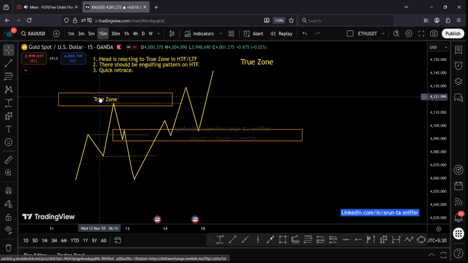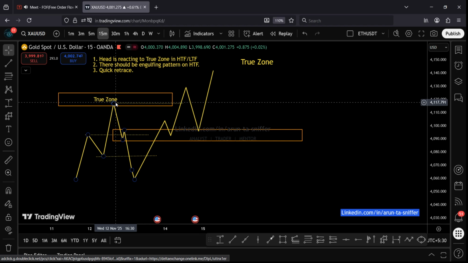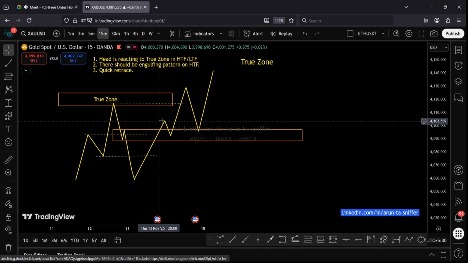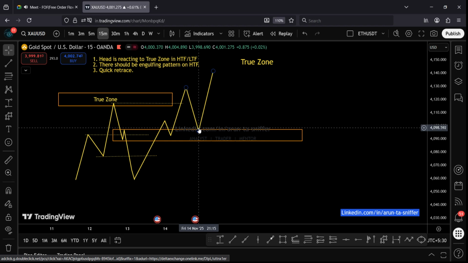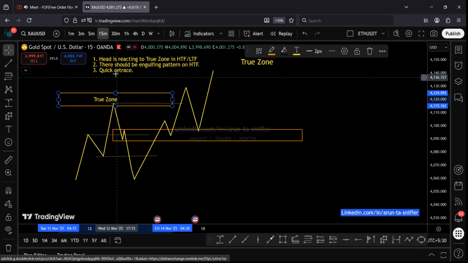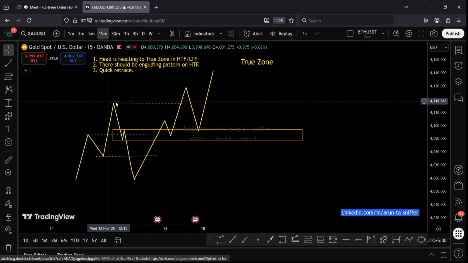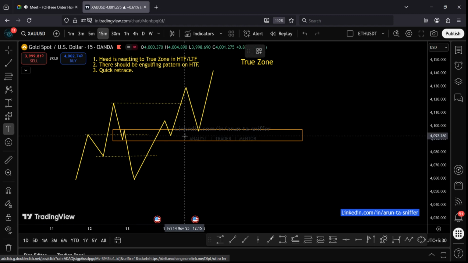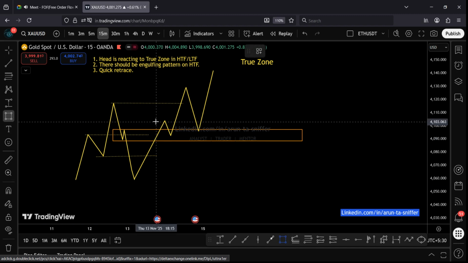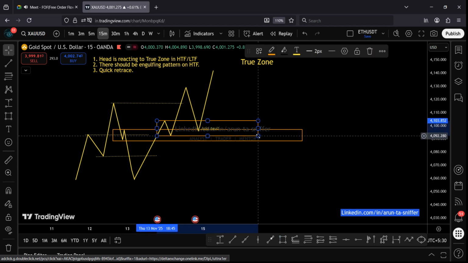What will happen here? This should be a true zone. Price should be reacting to the true zone. There should be an engulfing pattern. Price should quickly go here and also come quickly here. But what happens if there is no true zone? If any of the 3 conditions is missing, then this will not be a setup. This will be our IQM zone, ignored QM zone, right?